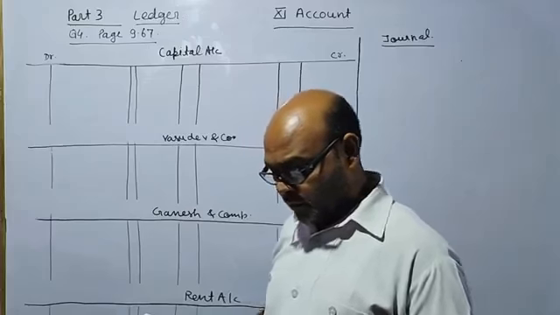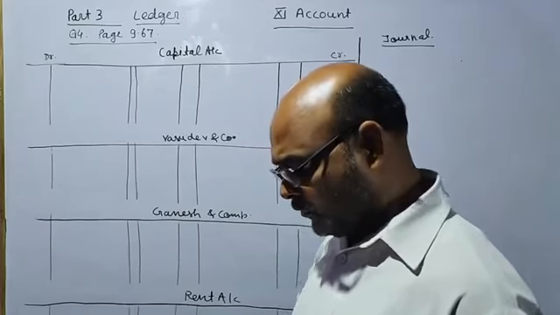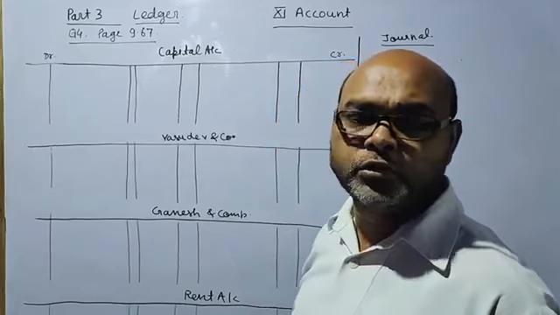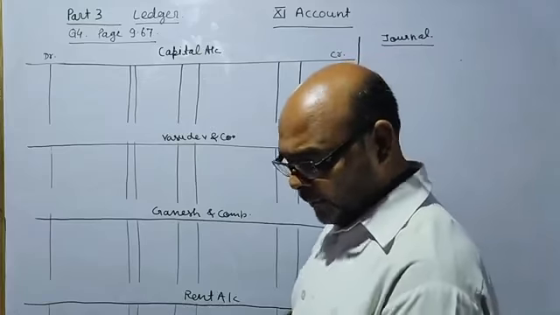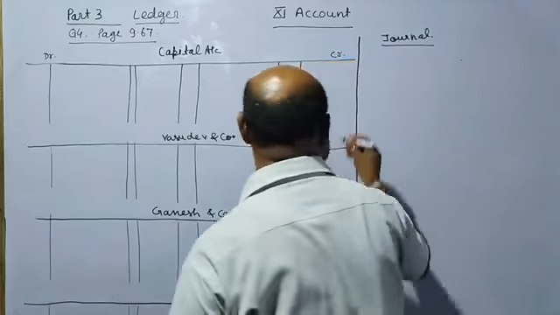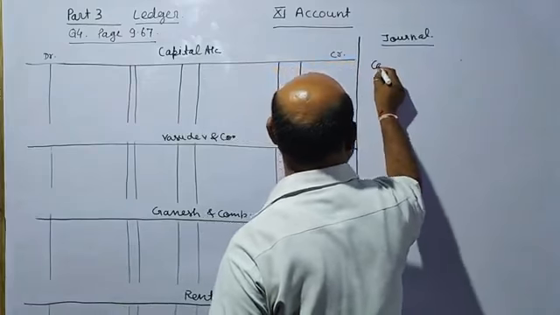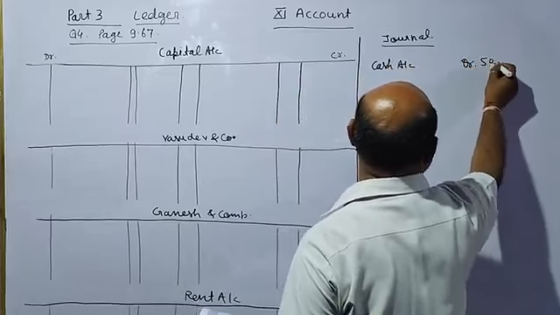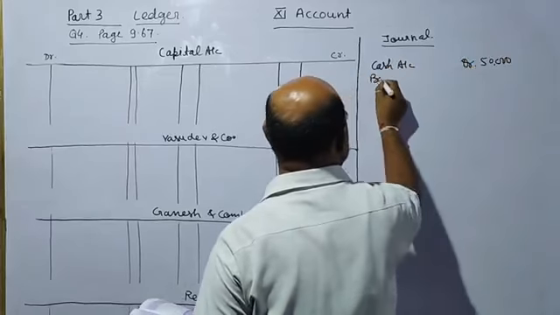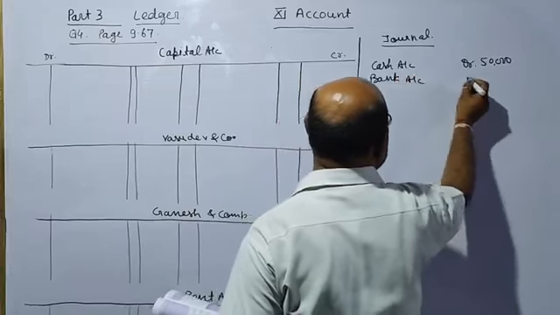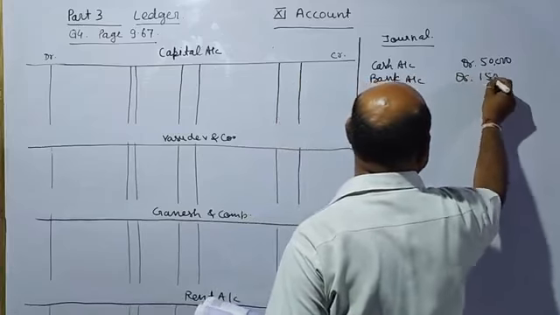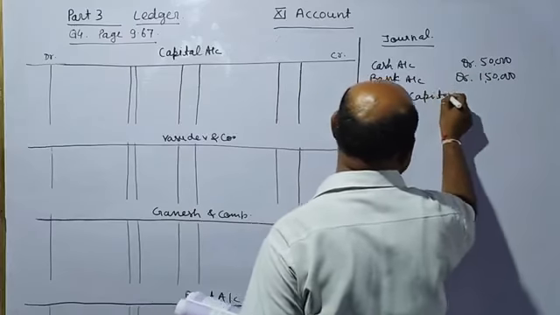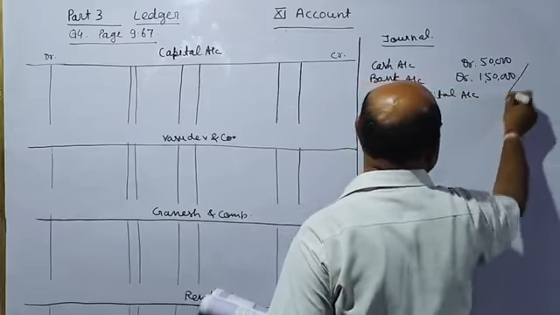May 1st, commenced business with cash 2 lakhs, of which 1,50,000 were deposited into the bank. So 1,50,000 you have deposited into the bank. So you will pass the entry: cash account debit 50,000, bank account debit 1,50,000, and to capital account that will be 2 lakhs.